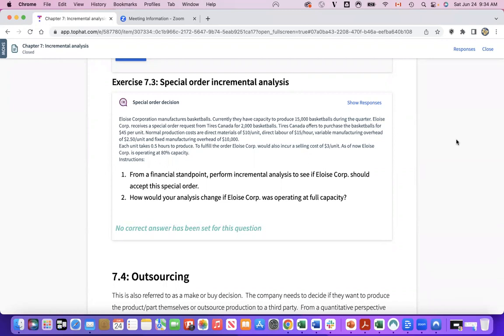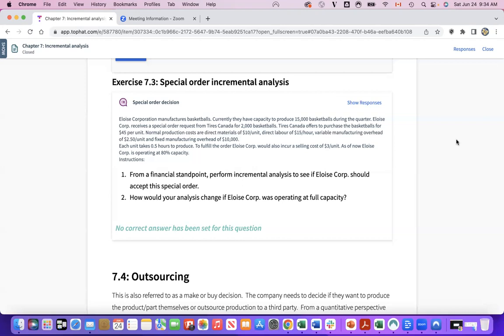Normal production costs are direct materials of $10 a unit, direct labor of $15 per hour, variable manufacturing overhead of $2.50 per unit, and total fixed manufacturing overhead of $10,000. Each unit takes a half hour, so 0.5 hours to produce. To fulfill the order, Eloise Corp would also incur a selling cost of $3 per unit. As of now, Eloise Corp is operating at 80% capacity. Keep that in mind.